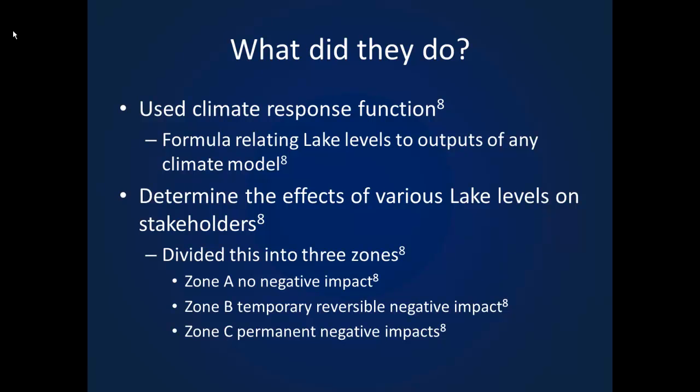And they divided this into 3 major zones. Zone A are fluctuations in lake level that don't have a significant negative impact. Zone B are fluctuations in lake level that negatively impact the stakeholders, but in that case, the negative impacts are temporary and reversible. Zone C is when we start getting into some really frightening impacts where they're major impacts that could not be reversed, and they would be negative impacts for the stakeholders.